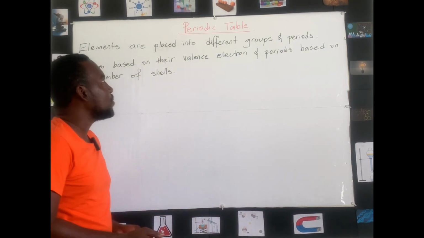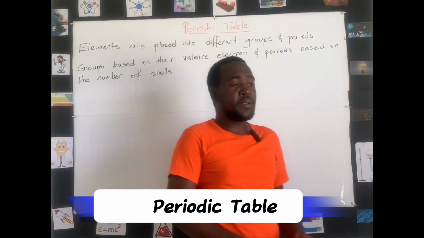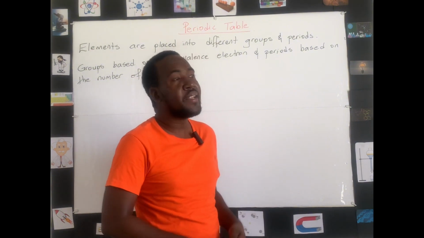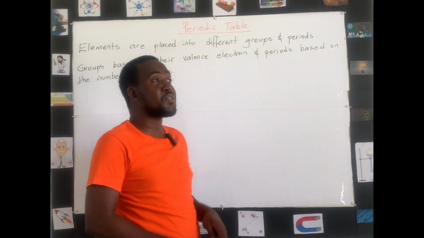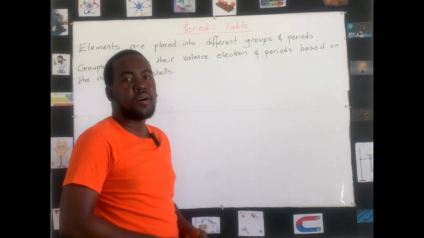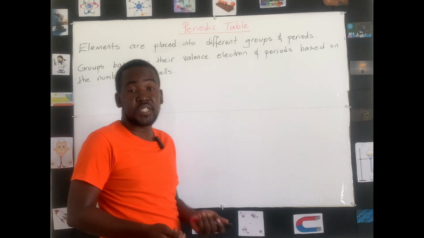Now today's lesson will be a quick lesson on the periodic table. So last week we looked at the atomic structure, which tells us that elements are made up of atoms and they are structured differently based on the amount of electrons or the amount of protons they have in their nucleus, or electrons that they have on their shells.